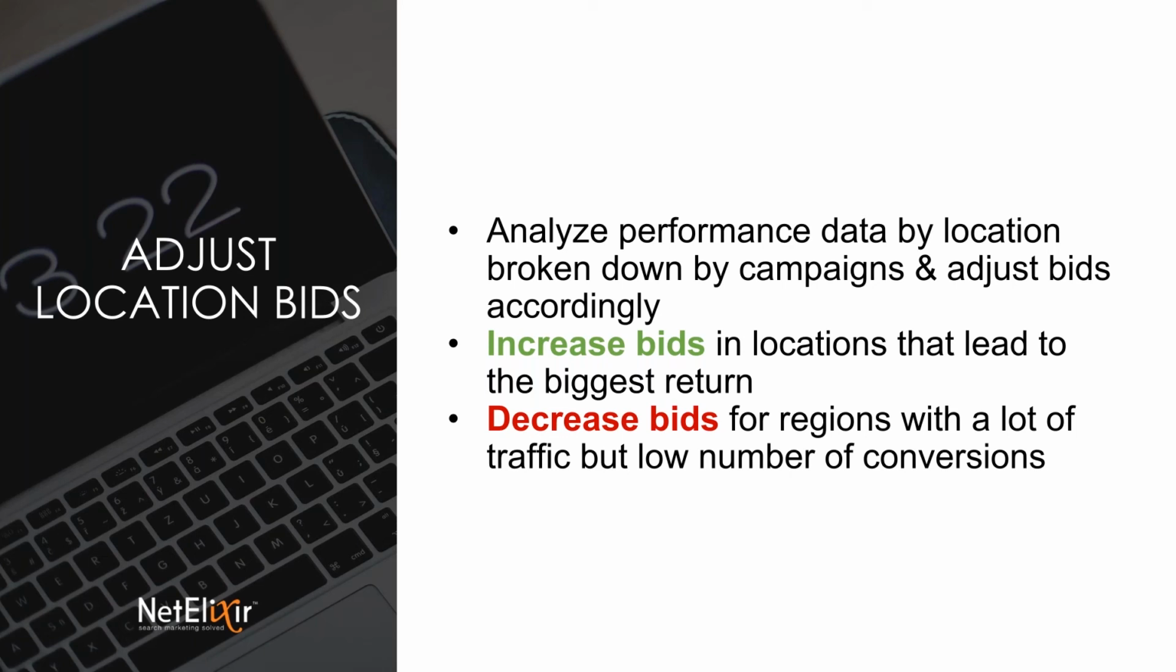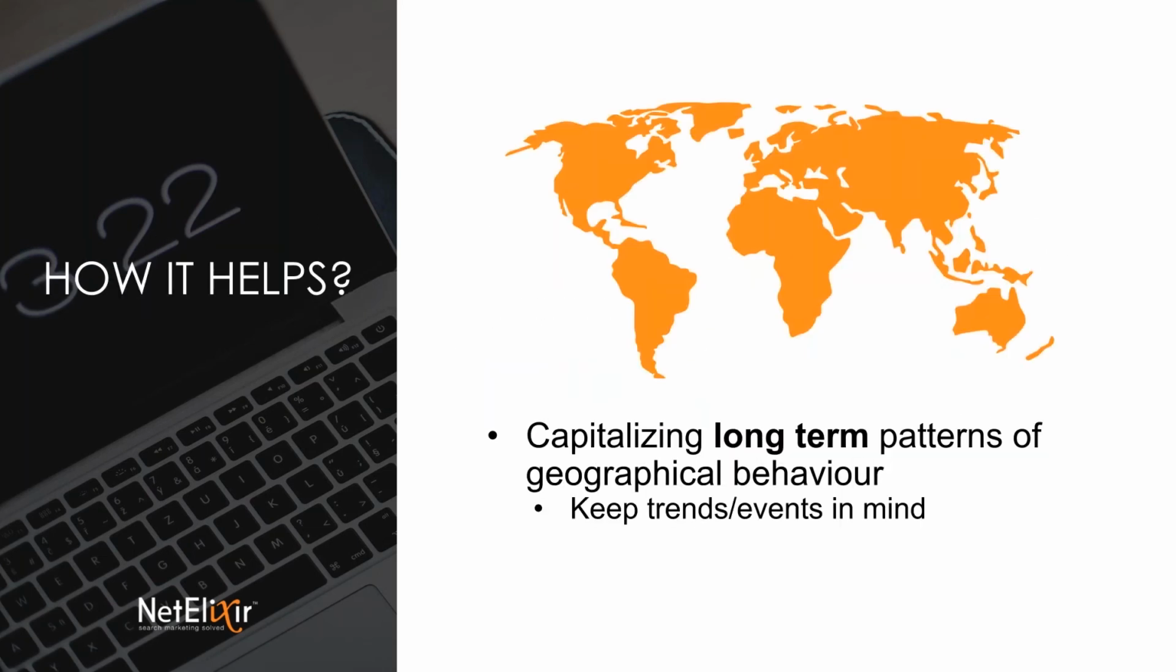As you analyze this data, you'll want to increase bids for those locations where you're making the biggest return on your investment, and then decrease bids for locations where you might be getting a lot of clicks, but those clicks just aren't leading to conversions. Increasing bids based on location will help you make the most of a limited budget by capitalizing on those long-term patterns of geographical behavior. We definitely stress long-term here, as sometimes different trends and events can influence these patterns when you just look at short periods of time.